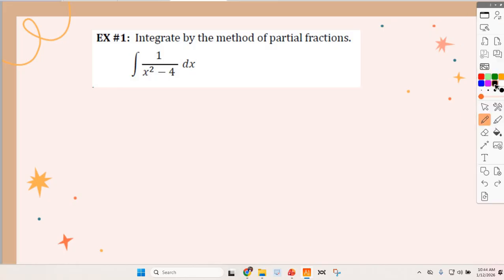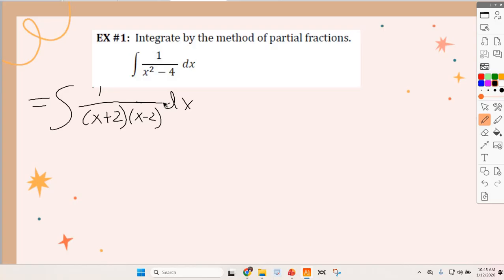So the first thing we want to look for, even if I didn't know anything, like if it didn't give me the directions to use partial fractions. What do we notice about that denominator? Is it easily factorable? Yeah. Okay. What does that factor to? X plus 2 and x minus 2. Yeah, okay with that.